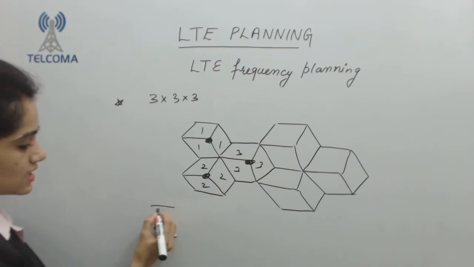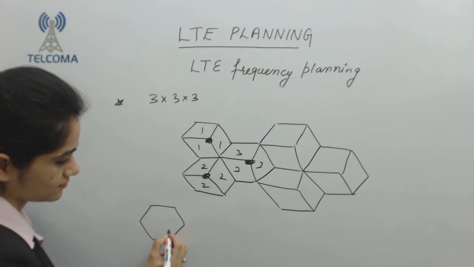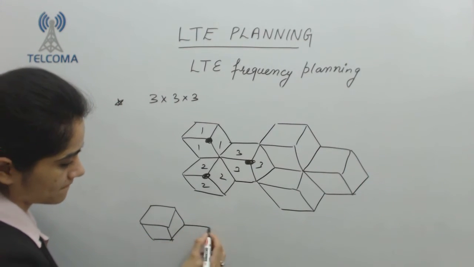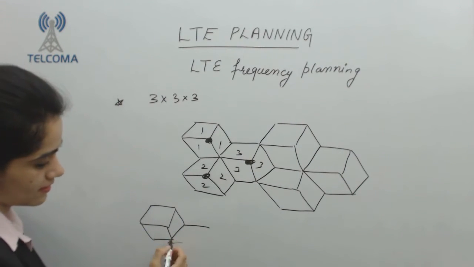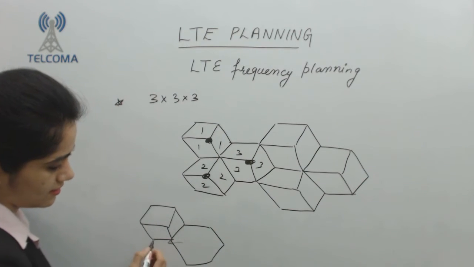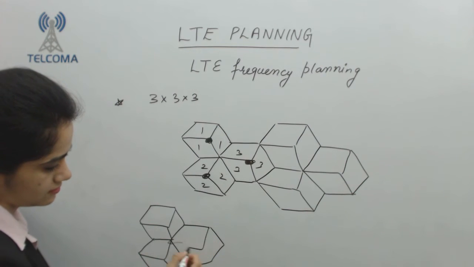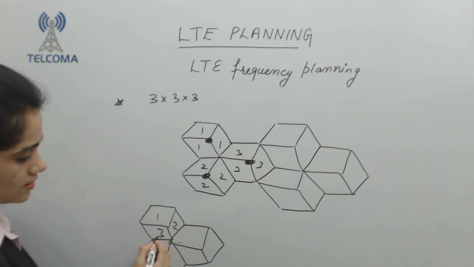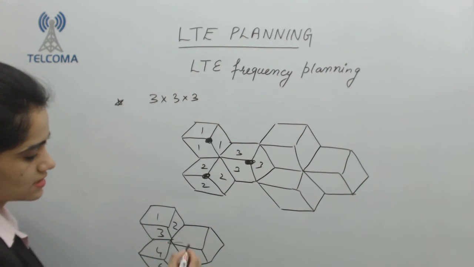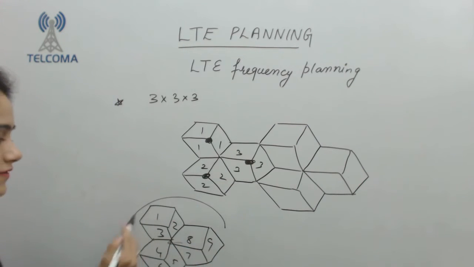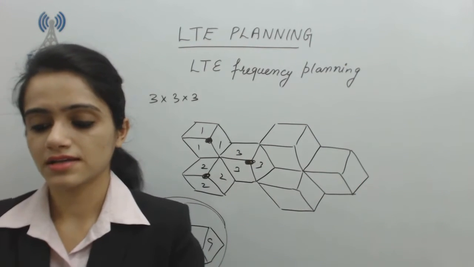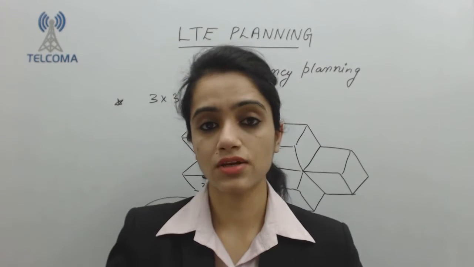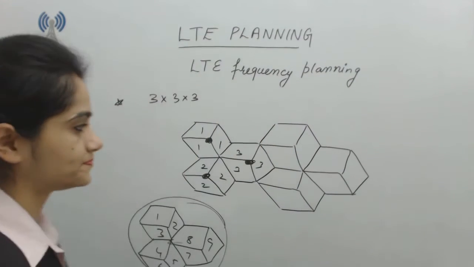Otherwise we can say 1, 2, 3, 4, 5, 6, 7, 8, 9: different frequencies to different cells. This is also 3 cross 3 cross mode.